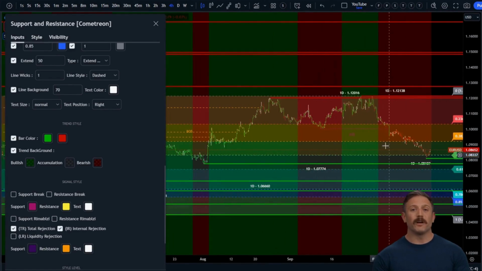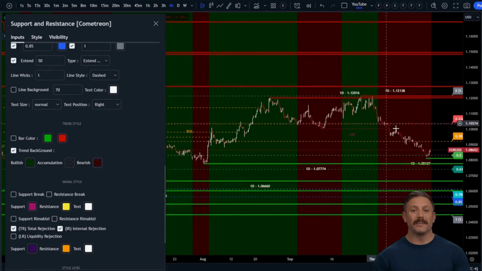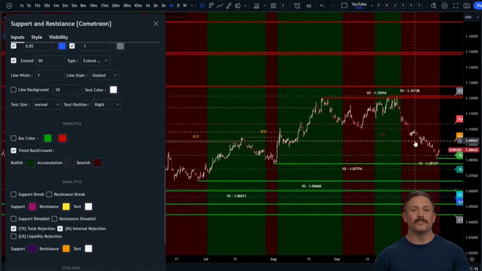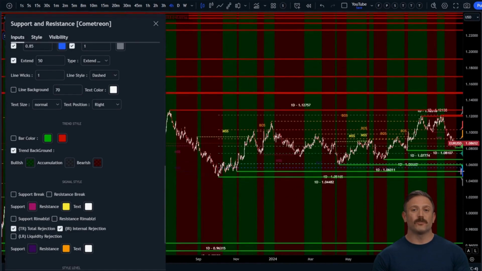When, for example, a resistance level is active and continues to update, the trend will be bullish because the created level could continue to update for a long time. The same applies if the last level is an active support. The trend will be bearish, red. If neither of the previous two cases occurs, the trend will be accumulation, gray.